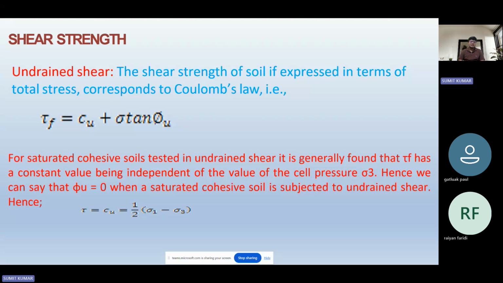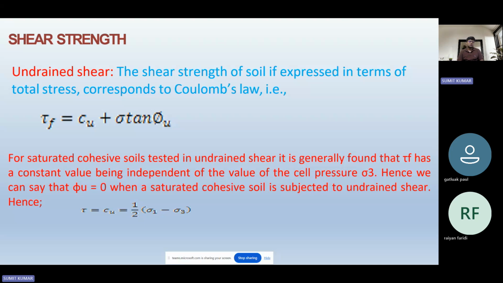But for the saturated cohesive soils tested in the undrained shear, it is generally found that the tau f is a constant value, being independent of the value of the cell pressure sigma 3. Hence, we can say that phi value is going to be 0 because it is a purely clay soil when the saturated cohesive soil is subjected to the undrained shear.